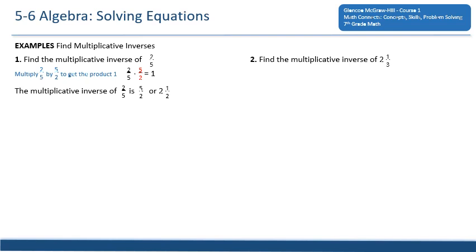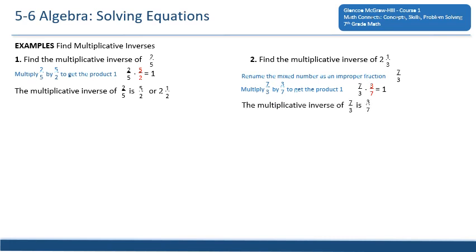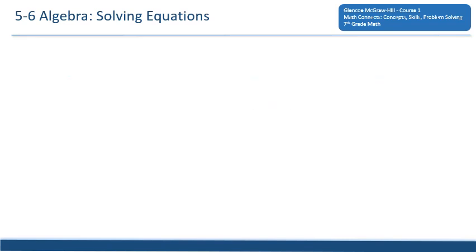Find the multiplicative inverse of 2 and 1/3. The first thing we need to do is rename the mixed number as an improper fraction, which would be 2 times 3 is 6, plus 1 is 7, so we get 7/3. Then we multiply 7/3 by 3/7 to get the product 1, because 3 times 7 is 21, so we would get 21 over 21, which is 1. And the inverse of 7/3 is 3/7.